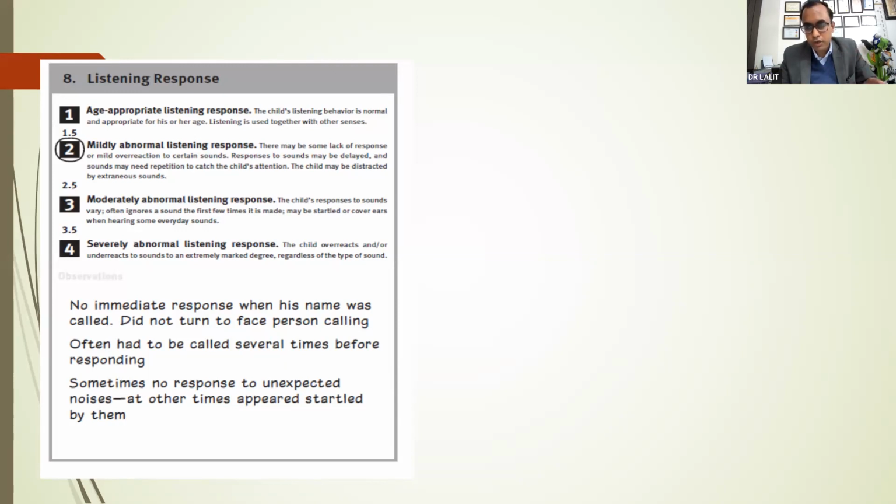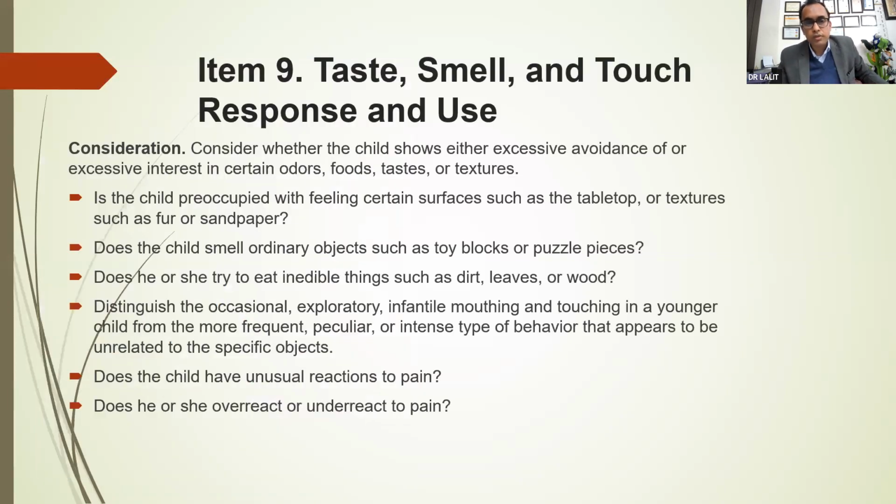But at one point you would observe that a score of 2 doesn't fully fit this child. He is a little more than that, might be 3. But when you read 3, it clearly mentions that he covers his ears and those things, which are not mentioned, neither by the parents. So we cannot give a score of 3 in this. As a result, a score of 2 is given because the majority of the symptoms fit this criteria. Then you have taste, smell, touch, response, and use.